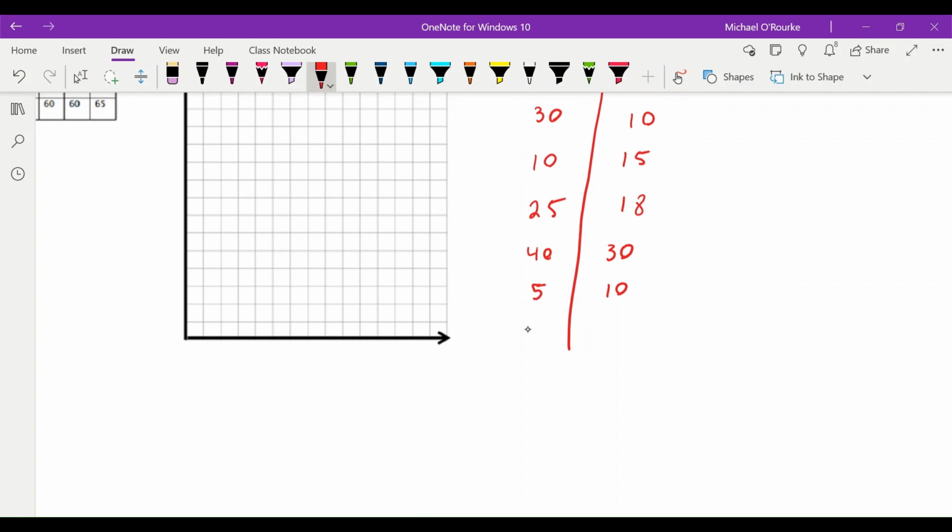Let's say you played 15 minutes and you scored 15 points. Let's go 2 more. And then let's say you played 20 minutes and scored 18 points. And you played 25 and you scored 15. Okay.